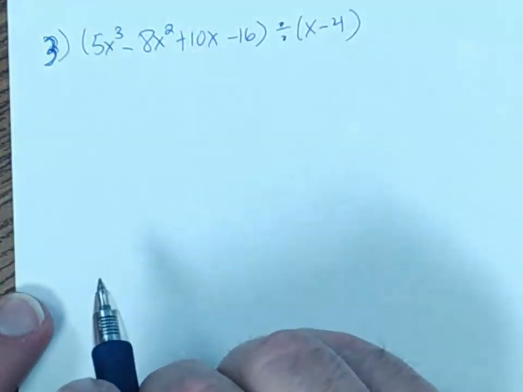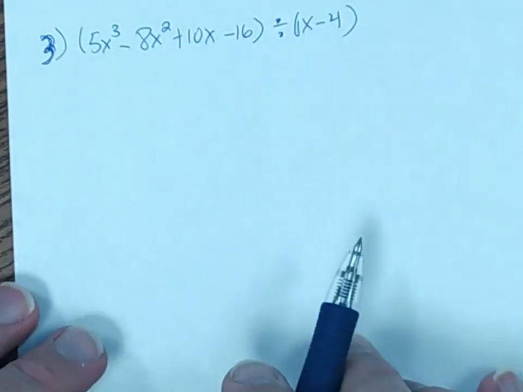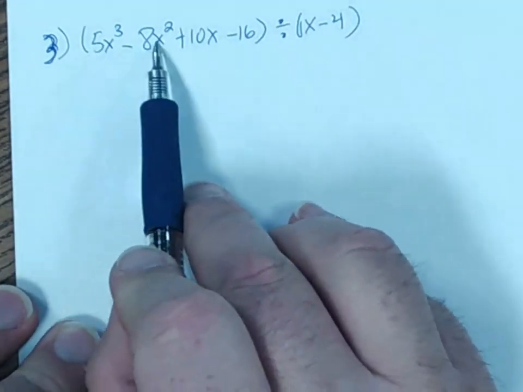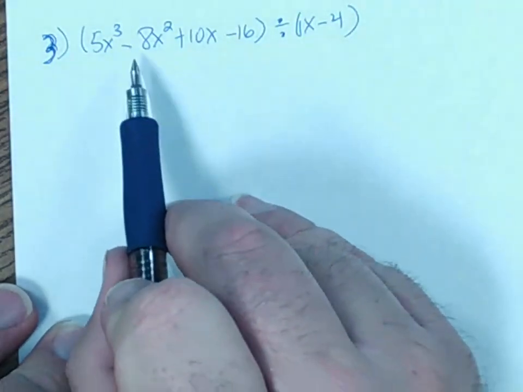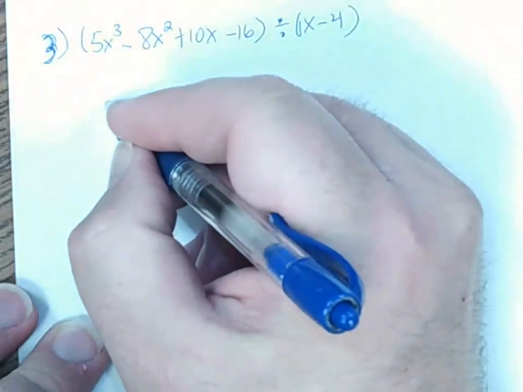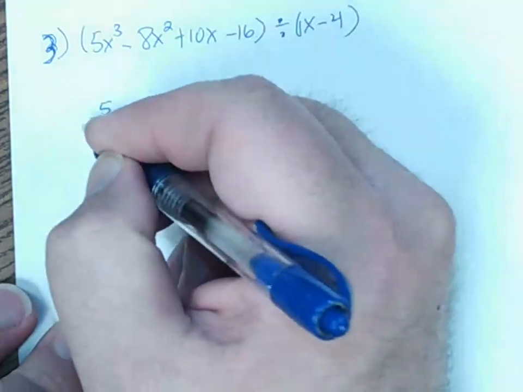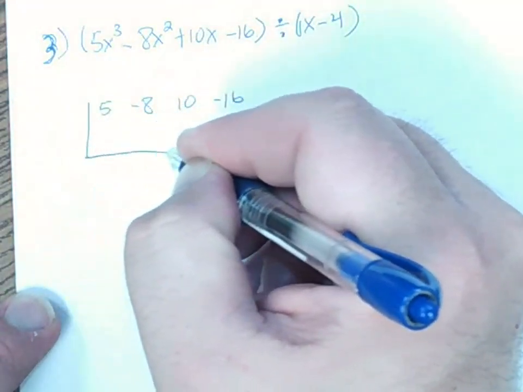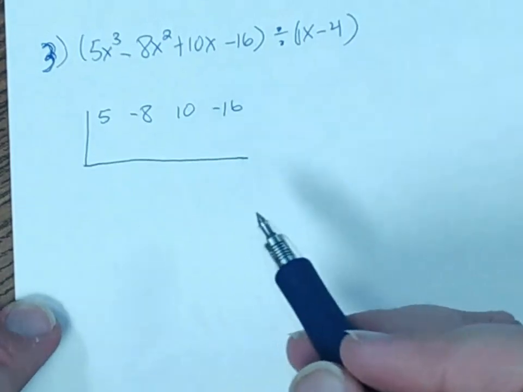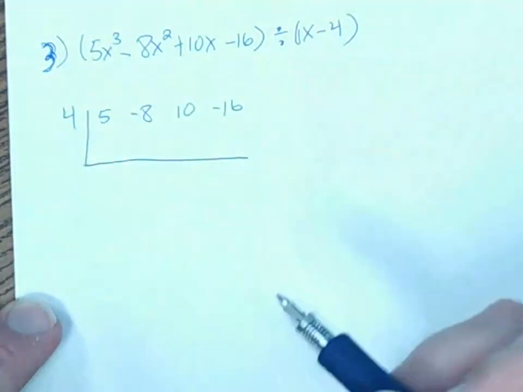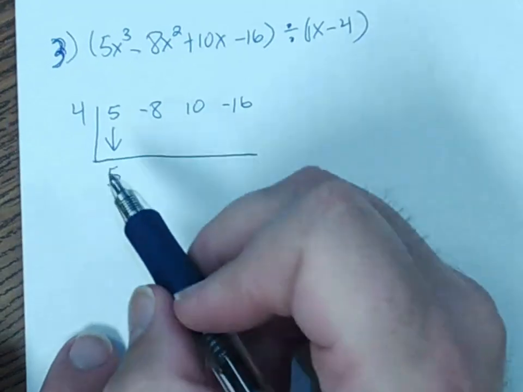Does everything have a coefficient? We're good. We can put the 1 on here if you want, but you know what? It's not going to make a whole lot of difference. Let's write out our coefficients. Do not forget these negatives. It's 5, negative 8, 10, and negative 16. We write our upside down division sign. And then we'll take this number, negative 4. We're going to change the sign so that it's positive 4. We're going to bring down the 5, and then we can get started.